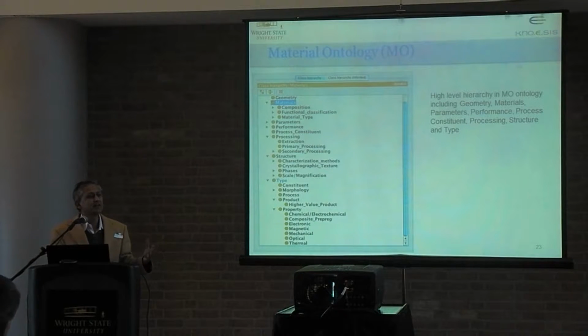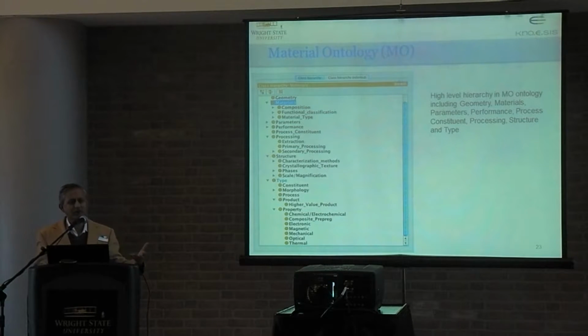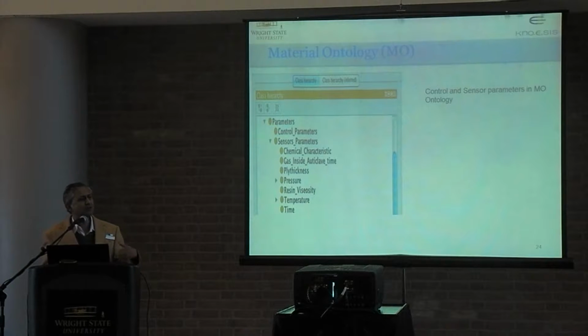So the hope is that, should we be convinced that we want to do that kind of thing in any sub-area of material science and manufacturing, we have the tools to engage a large community of engineers and experts so that we can bring all this together, because no single person has all the knowledge. Here you can see more detailed modeling of some aspect of that, control and sensor parameters in the material ontology.